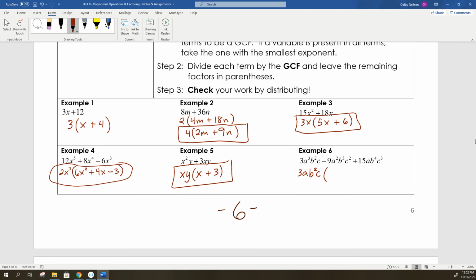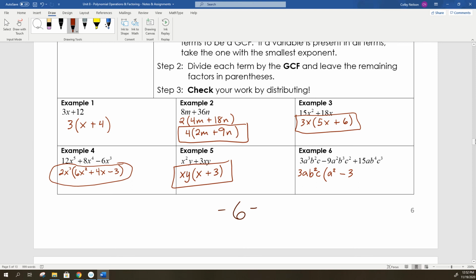All right, so now what's left? Well, the first term, the 3's reduce. A cubed over a, that would reduce to a squared, right? Dividing. B squared reduces to 1. C over C reduces to 1. So I'm just left with a squared. Minus 9 divided by 3. So we'll go to the second term. 9 divided by 3 is 3.